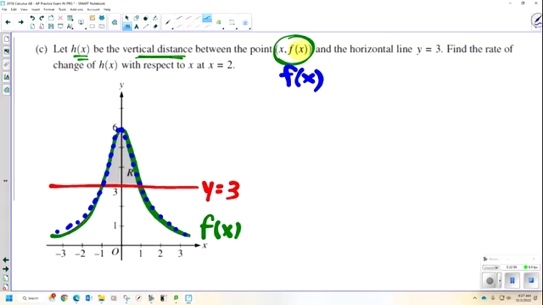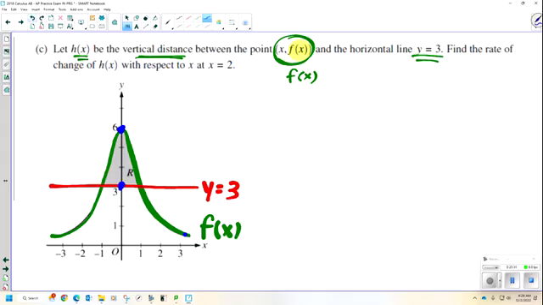Okay, so that is now established. That you should know to solve this problem. So this is really just saying f of x and the horizontal y equals 3. If I want the distance between the two, I've got to subtract them, the difference. If this is at 6 and this is at 3, that distance is 3, isn't it? So I got to subtract them.